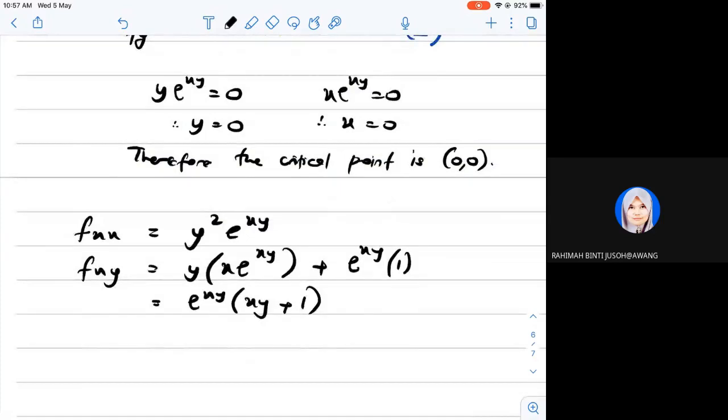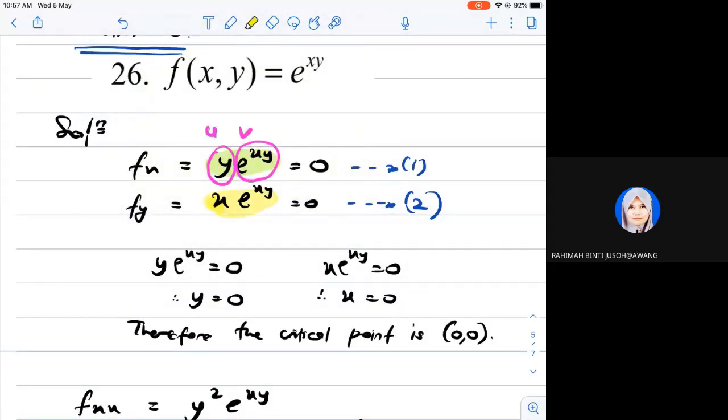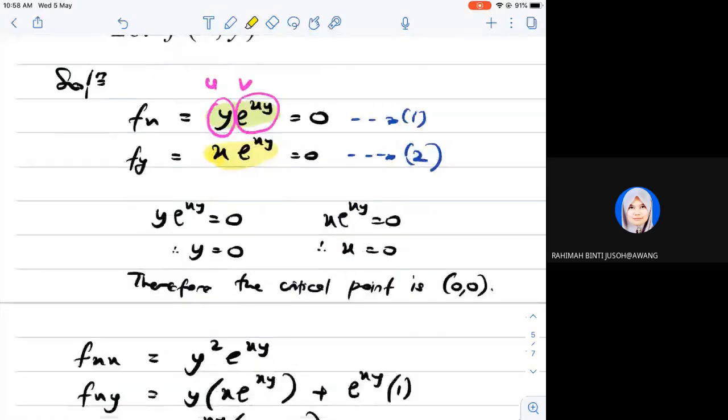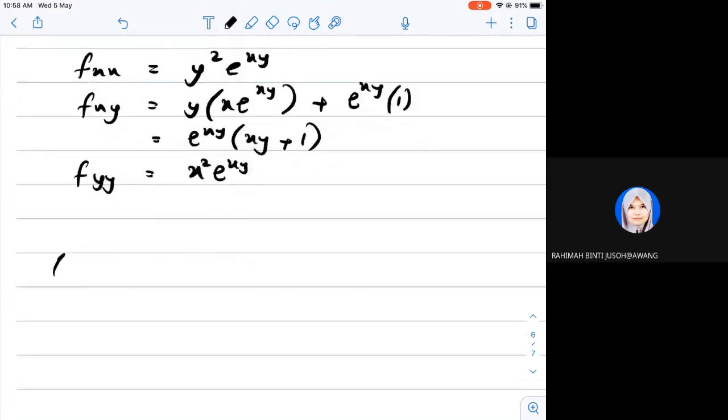Okay, next cari fyy. Nak cari fyy, you kena refer yang kat bawah. Refer yang ni. Do we need to use product rule in order to find fyy? No need. No need, okay, because x just a constant. So memandangkan x ni constant, x tu bawa ke depan, dia akan jadi x squared exponent of xy lah. So x squared exponent of xy like this. Okay, very good. So now just calculate your d.